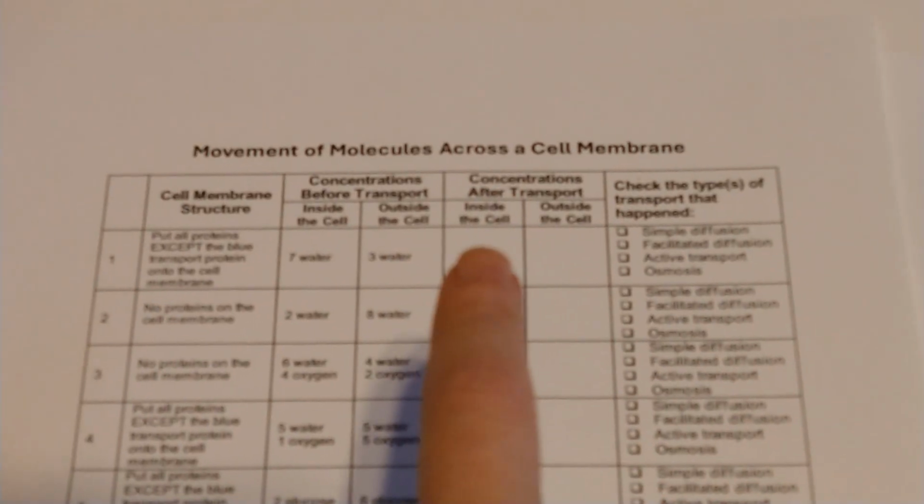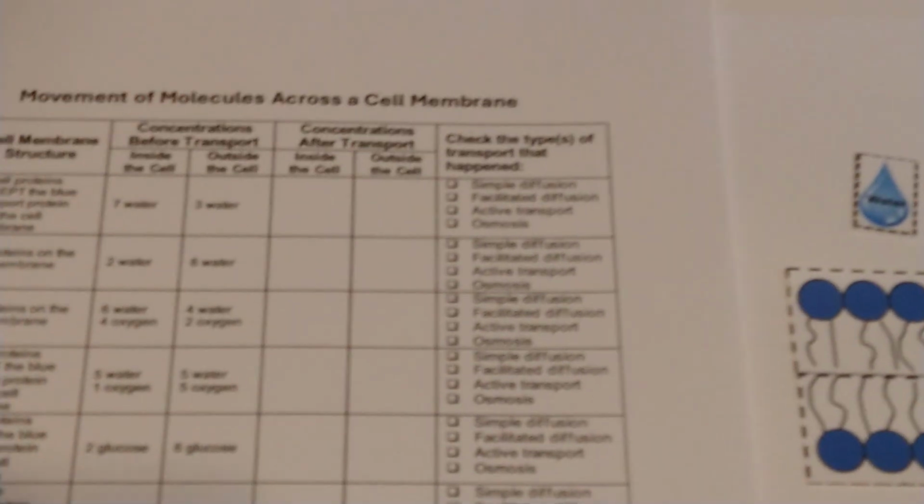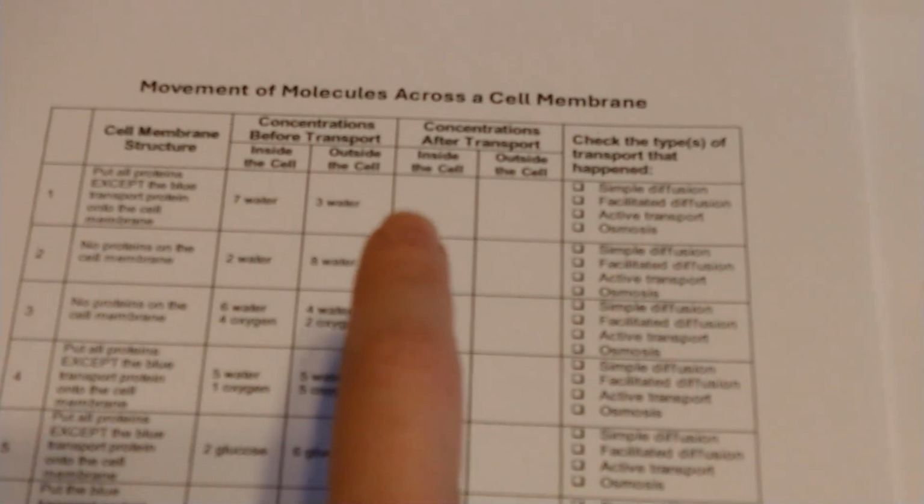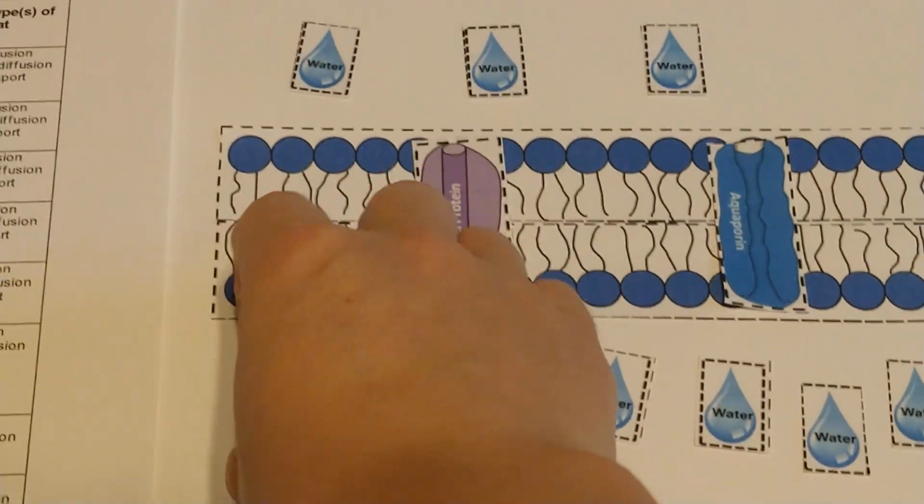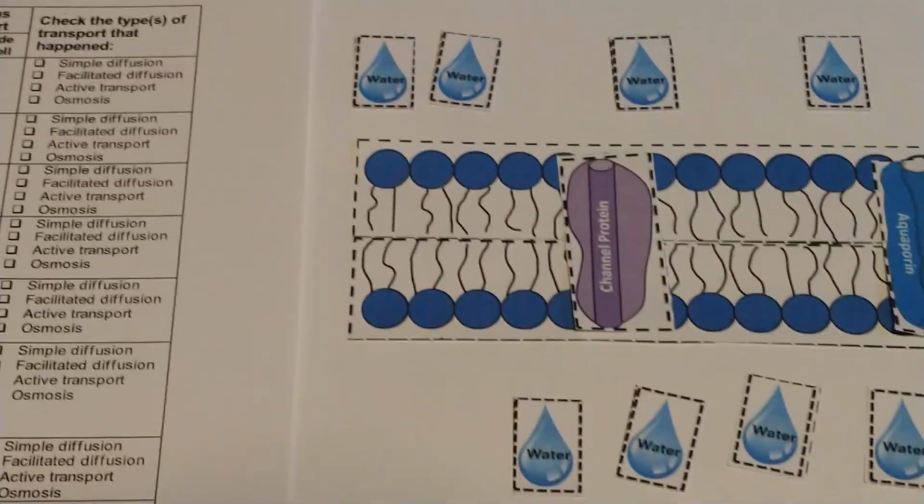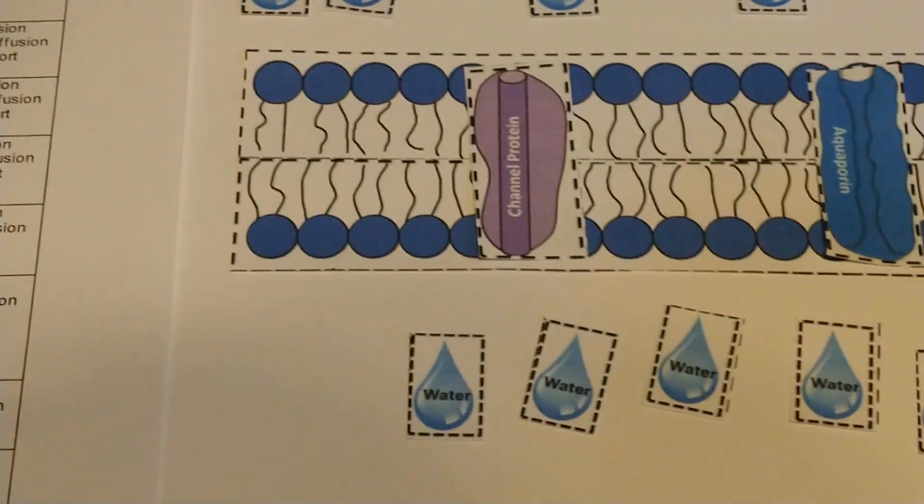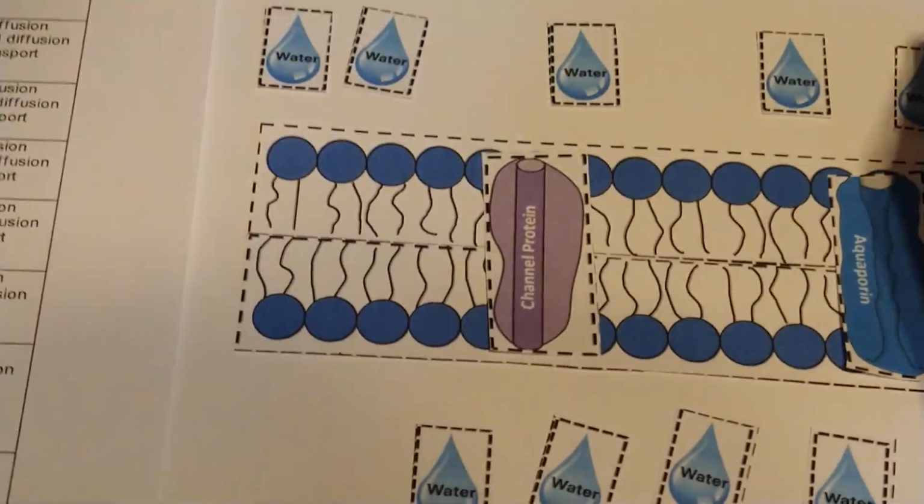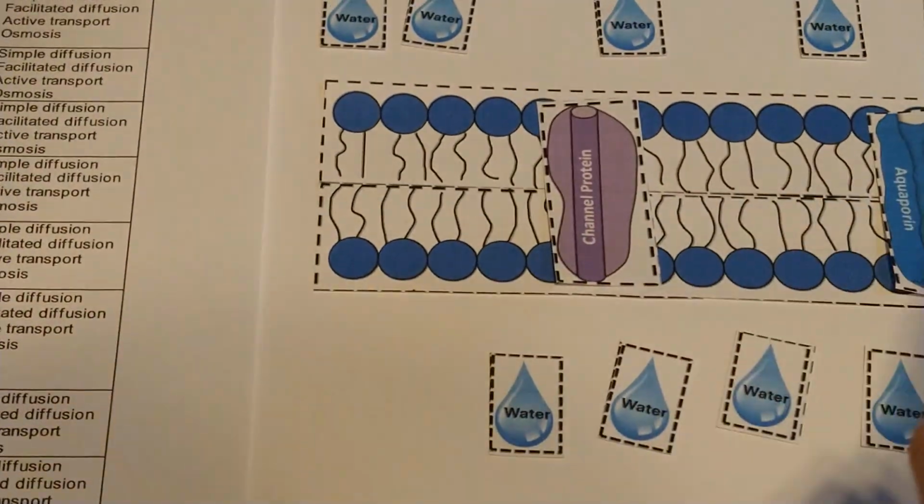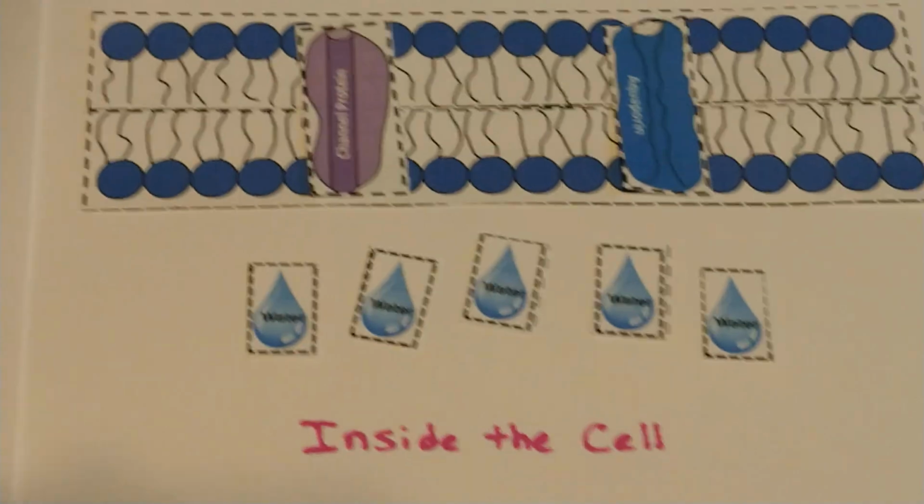So now we need to move the molecules so they're equal on both sides. So, concentration after the transport. Okay, so we need to move some of these molecules. Some of the molecules can just freely move across the membrane, and some can use the help of the aquaporin. So 1, 2, 3, 4, 5. 1, 2, 3, 4, and 5.